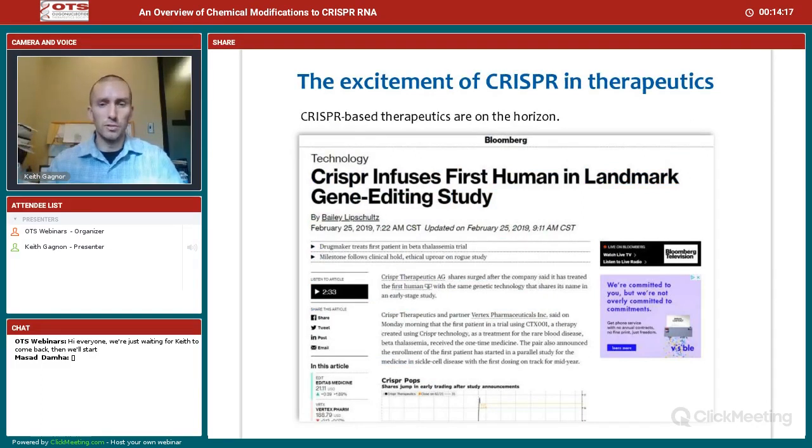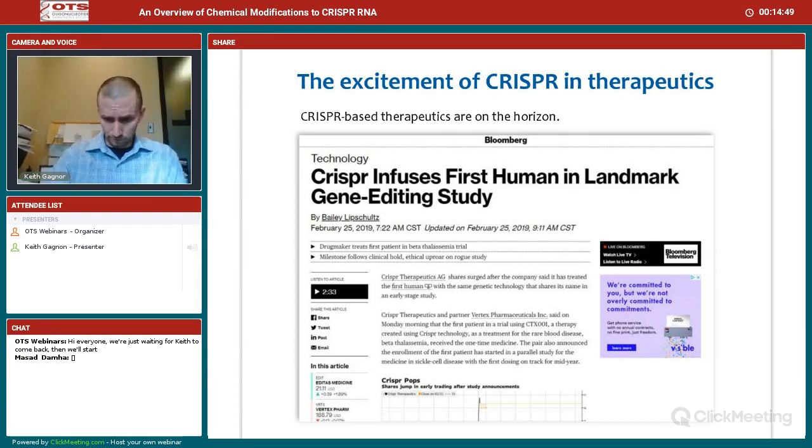And of course, probably the thing most of us care about the most is therapeutics, CRISPR-based therapeutics. They are on the horizon, and we're hearing a lot about them. This is an article that came out in the news at the end of February. CRISPR Therapeutics is starting one of its first trials where it's infusing patients, and I think this is going to be the norm in coming years. We're going to hear a lot more about CRISPR therapeutics.